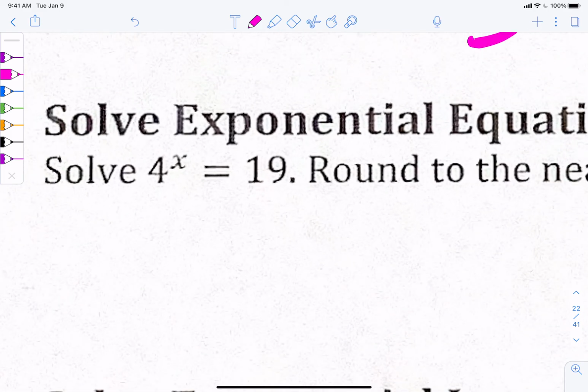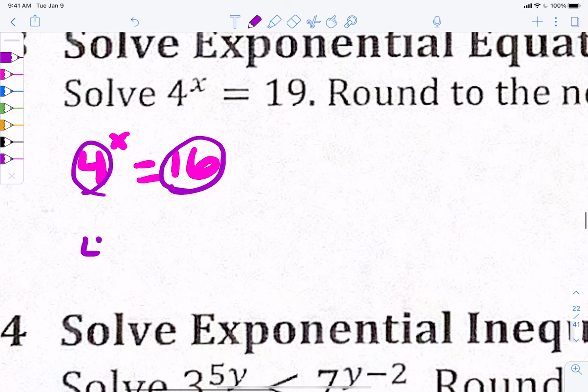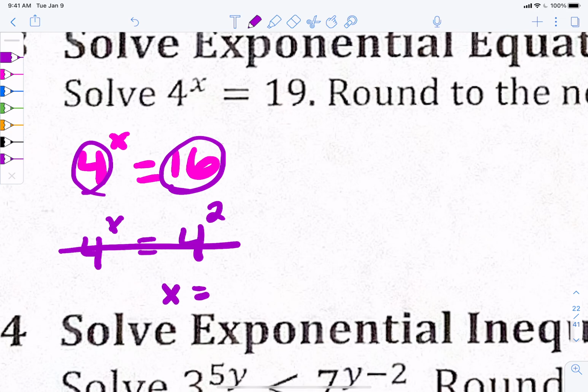Okay, so here's the deal. If this said 4 to the x equals 16 instead, what we could do is look at these two numbers and say, okay, I'm going to change my bases, right? 4 to the x power, I could make 16 say 4 to the second power, right? And then what happens to solve for x? You cross out the 4 and x equals 2, right? That's if that was 16. But it's not, it's 19.